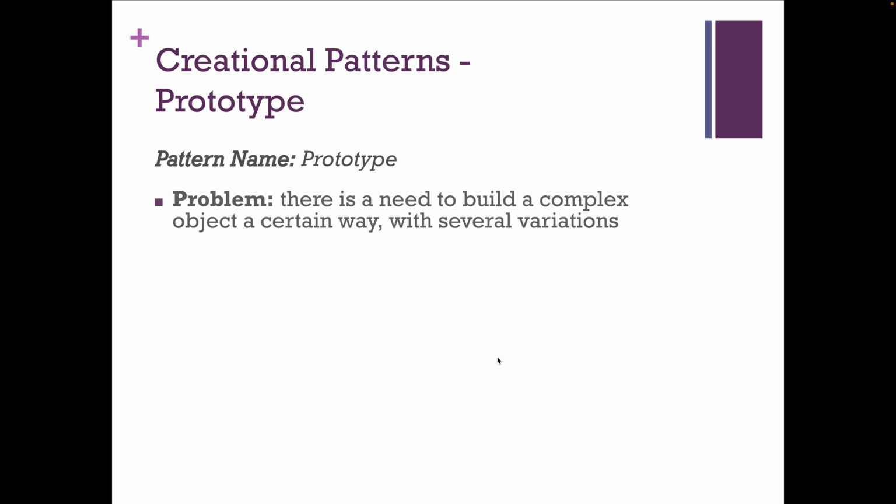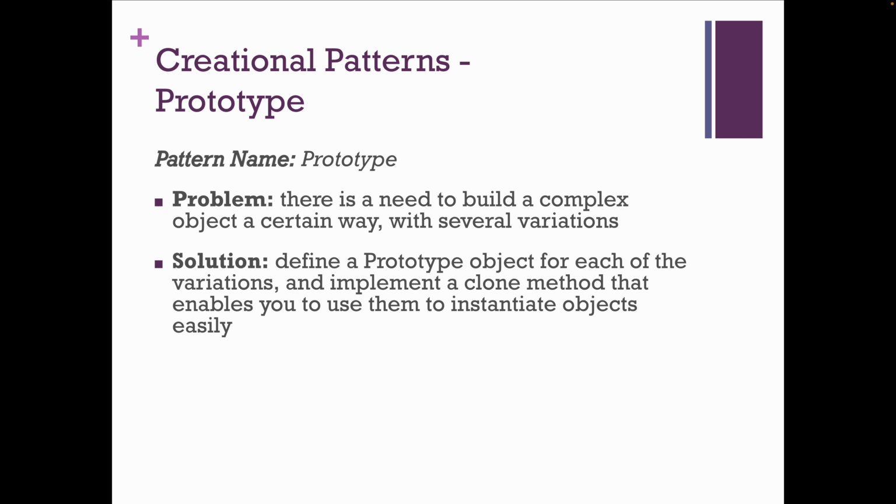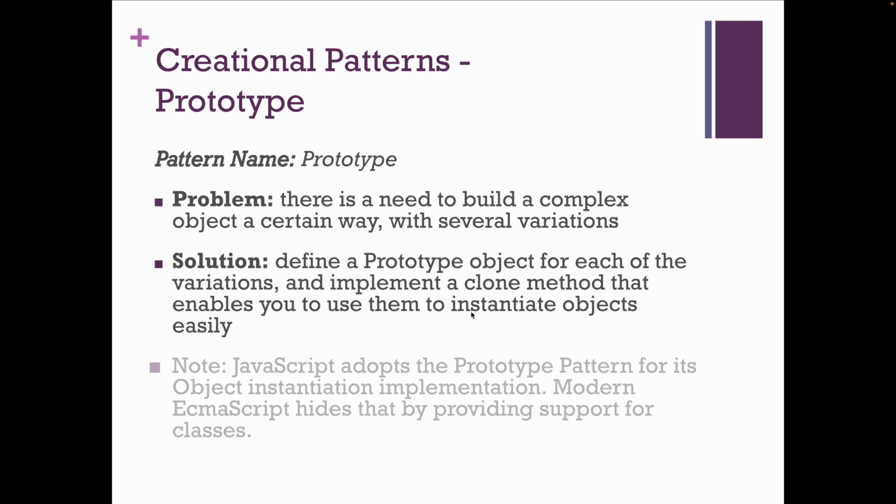Okay, next pattern is prototype. There's a need to build a complex object a certain way with several variations. So what you could do is define a prototype object, because the object is very complex to build. It'll take like many lines of code to build. But if you need that object many times in your software, but all of them will start with the same prototype, you basically create a prototype that has everything you want in it, and then you clone it, and then you add more to it after that.